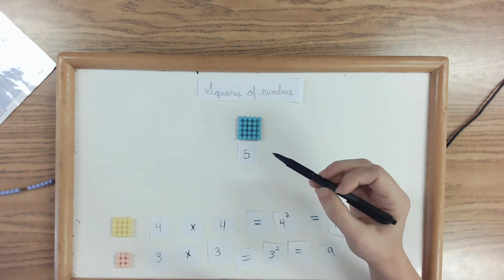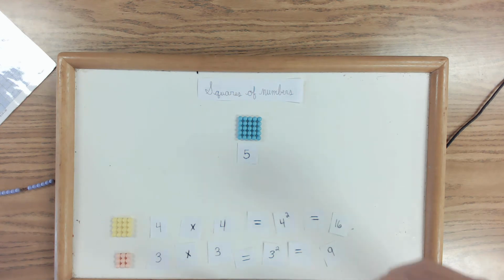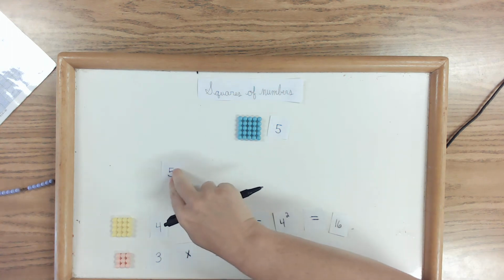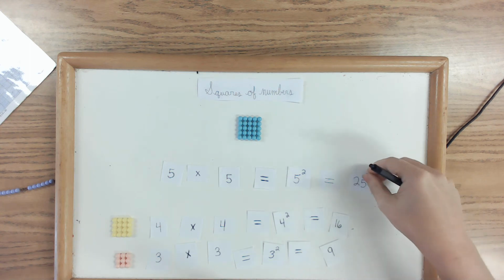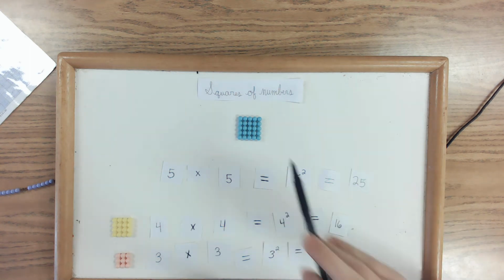And I'm taking it 1, 2, 3, 4, 5 times. There's 5 rows of 5, which is the same thing as saying 5 times 5. And we know that we have 5 times 5. I can also rewrite that as 5 squared. And of course, 5 squared is 25. And if I were to count each of these up, it would be 25.